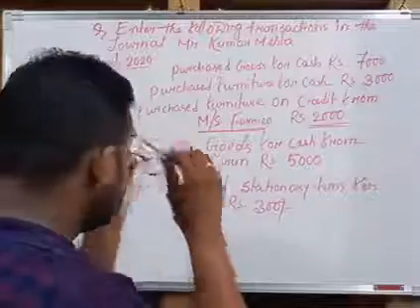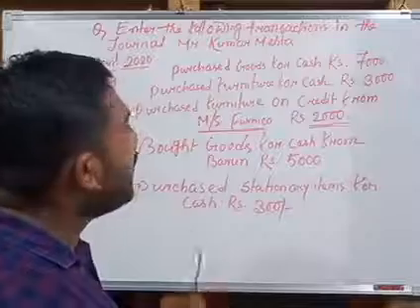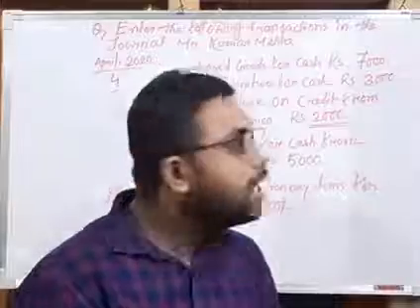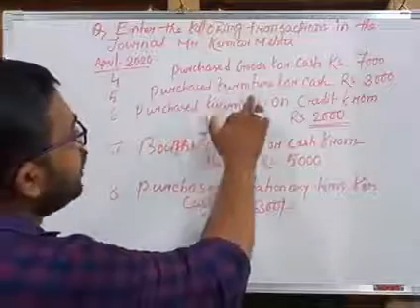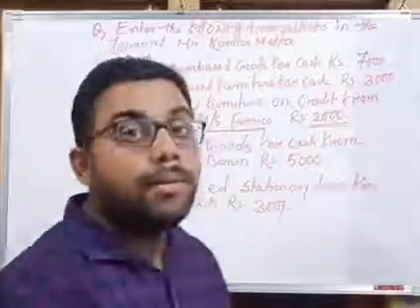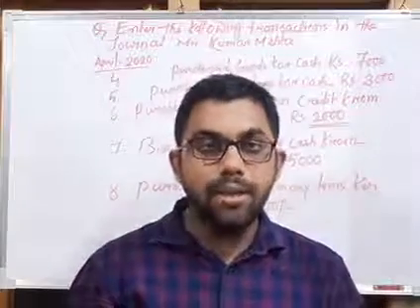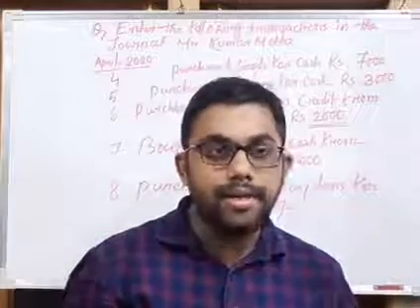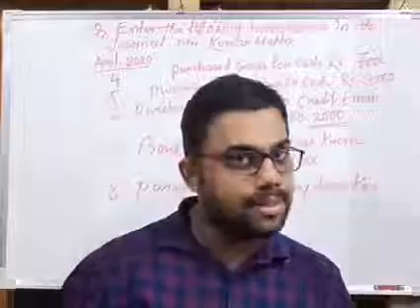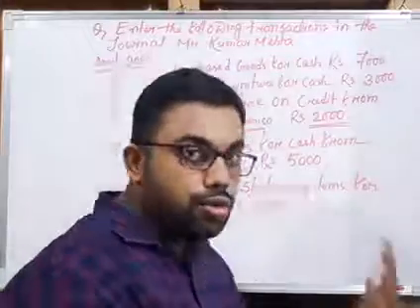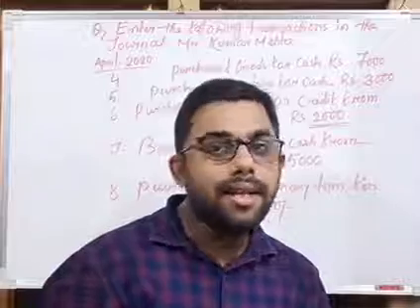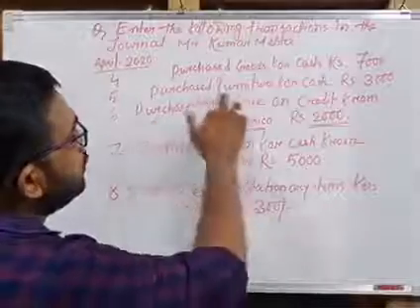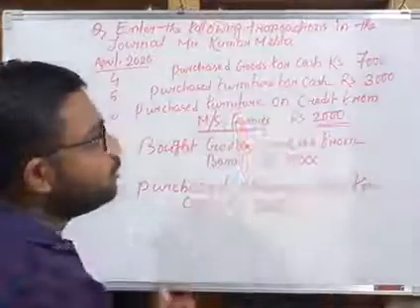And what is the first transaction? The first transaction is that purchased goods for cash, rupees 7,000. Next, purchased furniture for cash, rupees 3,000. Whenever we do business, we need certain furniture, because without furniture we cannot do our business. The furniture is used by the business, so it is an asset of the business. So in order to do a business, there is a need for furniture and other assets. It is purchased by Mr. Mehta worth rupees 3,000, and this furniture is purchased for cash.